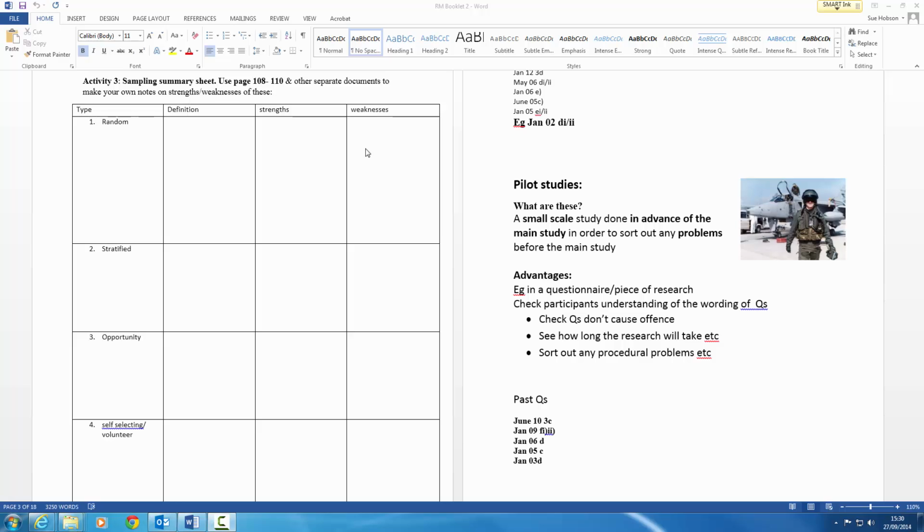We also have problems. For example, it may be that somebody on that list, somebody who has been chosen, is not available or refuses to take part. They don't want to be part of it. So that could be a little bit of a problem as well.